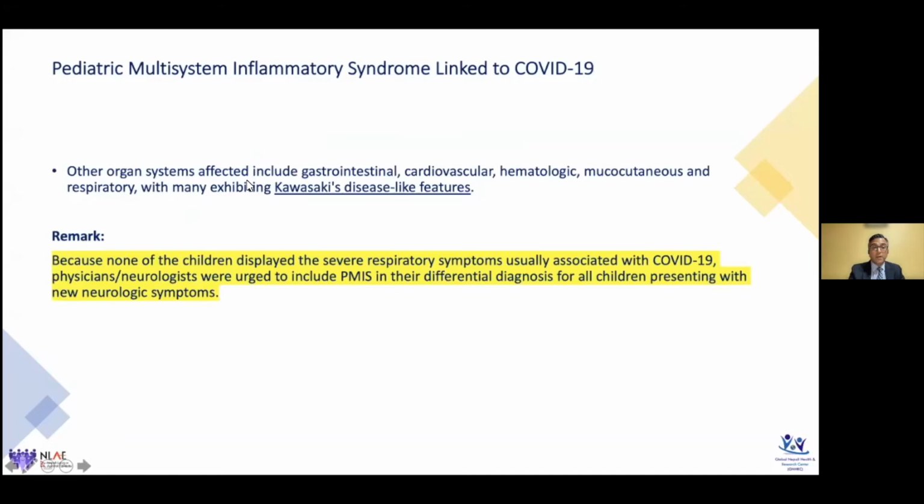The other organ systems that were involved in the patients were gastrointestinal, cardiovascular, hematologic, and mucocutaneous, and on the cardiac side, they saw a presentation like Kawasaki disease-like features. So the remark was, because none of the children displayed the severe respiratory symptoms usually associated with the COVID-19 virus, we as physicians or neurologists were urged to include pediatric multi-system inflammatory syndrome in the differential diagnosis for all children who present with new neurological symptoms.